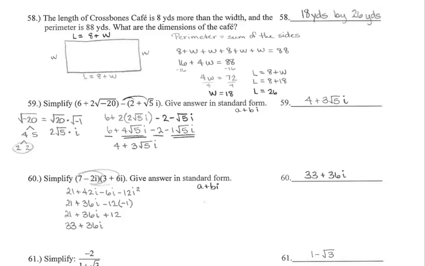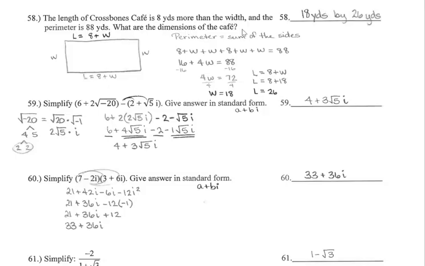The length of Crossbones Cafe is 8 yards more than the width, and the perimeter is 88 yards. What are the dimensions of the cafe? Okay, so remember with our word problems, we said if you're not sure where to start, start at the end. The end tells us what we're trying to find. It says, what are the dimensions of the cafe? So that lets me know I need to find the length and the width.